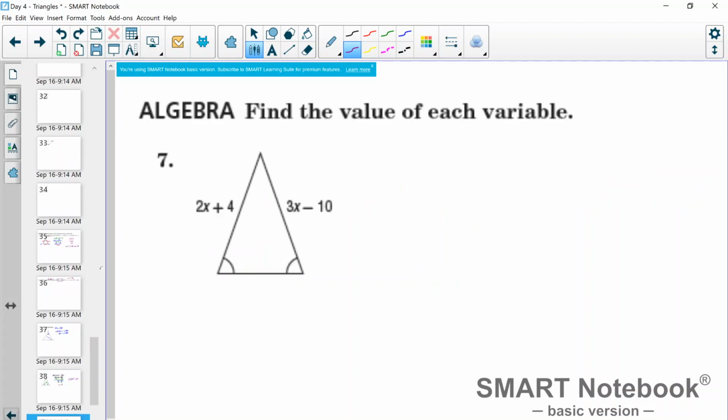And we can use that to our advantage, like in this one, find the value for each variable. Here we're told these two angles are the same, so that means the two sides are going to be the same. So we can put a little slash here. And I would take 3x minus 10 and set it equal to 2x plus 4.